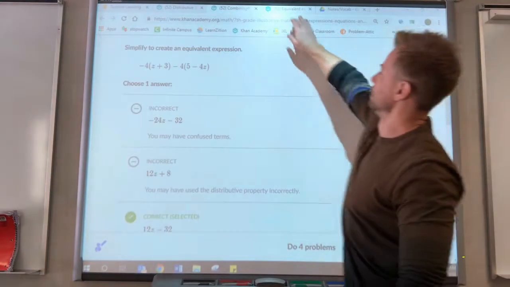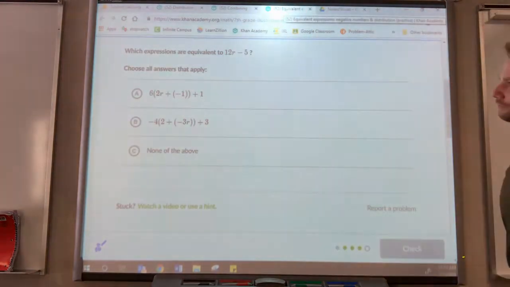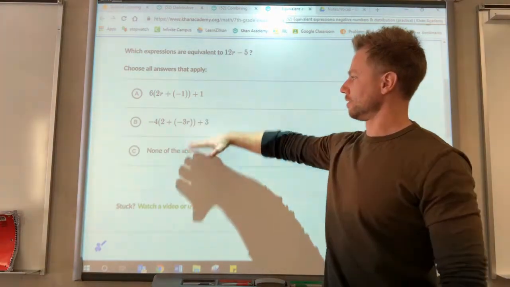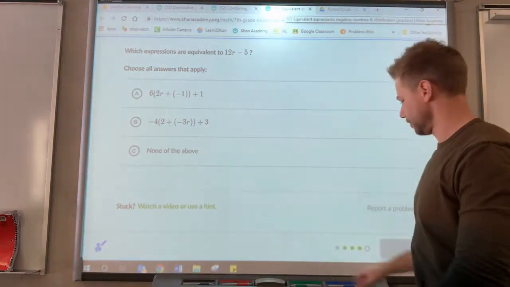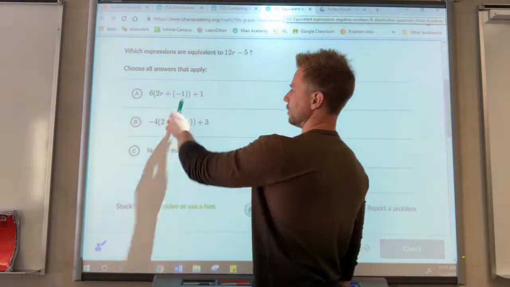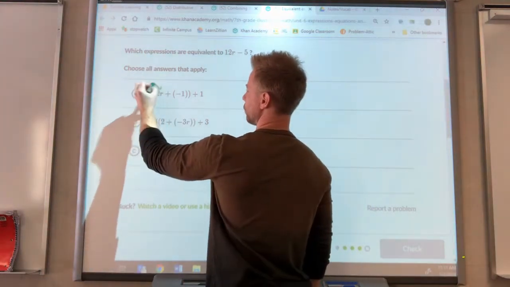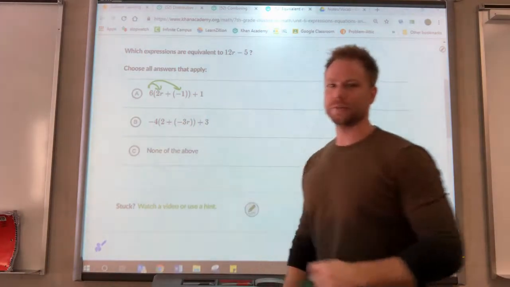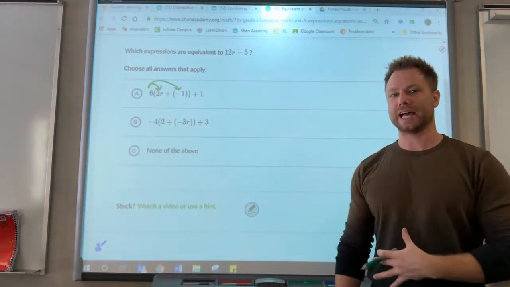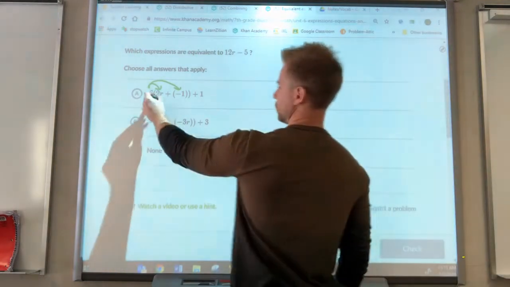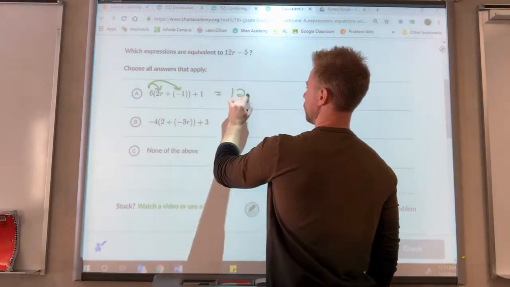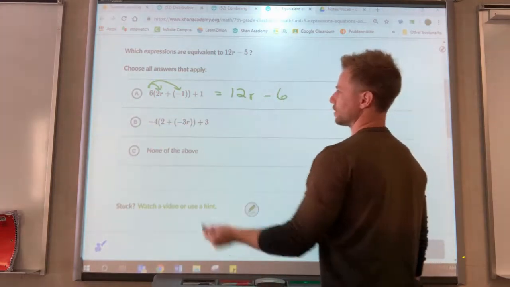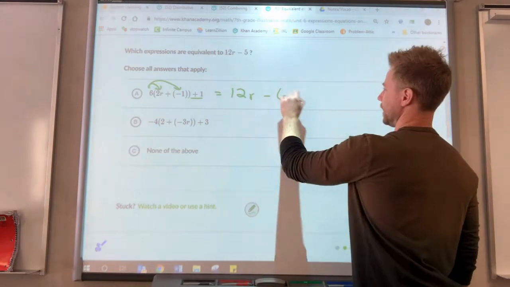Moving on, our last link in Objective 1. Which expressions are equivalent to these? So we have to simplify all of these and see which ones match. Okay, so again, there's a lot of parentheses here, but we're really just distributing. And then we have this 1 that's on the outside of the parentheses, so that's just going to be added on at the very end. So 6 times 2 is 12. Don't forget the r. 6 times negative 1 is negative 6. And then we have this 1 on the end.